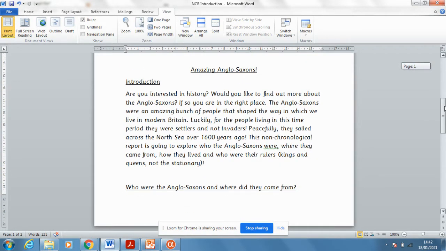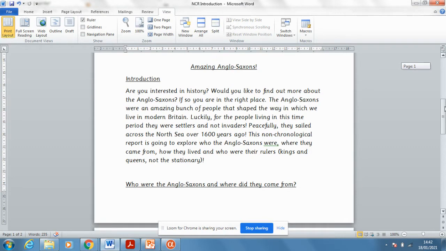So, the amazing Anglo-Saxons introduction. Are you interested in history? Would you like to find out more about the Anglo-Saxons? If so, you are in the right place. The Anglo-Saxons were an amazing bunch of people that shaped the way in which we live in modern Britain. Luckily, for the people living in this time period, they were settlers and not invaders. Peacefully, they sailed across the North Sea over 1,600 years ago. This non-chronological report is going to explore who the Anglo-Saxons were, where they came from, and how they lived, and who were their rulers. And then in brackets for extra information, kings and queens, not stationary. So we're adding a bit of humour in there.